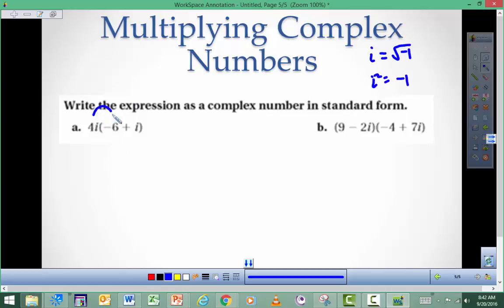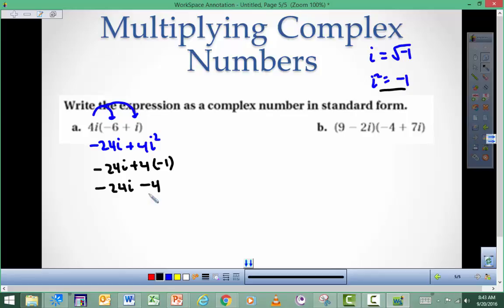So let's take a look here. If we distribute here, we get negative 6 times 4i. We'd say, well, that's negative 24i. And then we'll multiply this one times this one. We get plus 4i squared. However, we were just told that i squared is equal to negative 1. So this is the same thing as negative 24i plus 4 times negative 1. And so then that equals negative 24i minus 4.